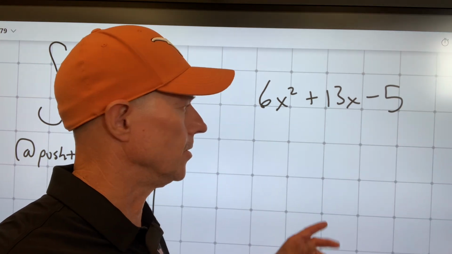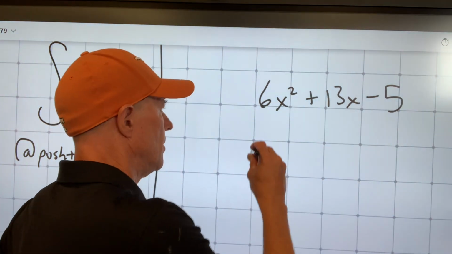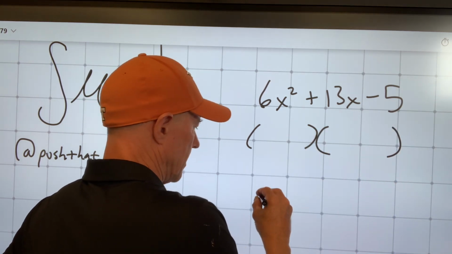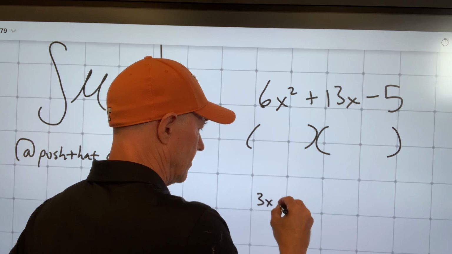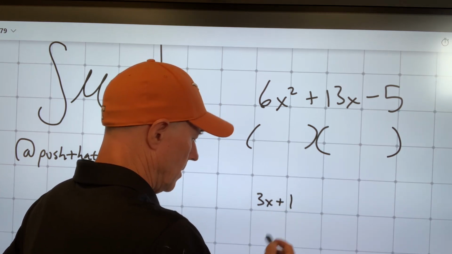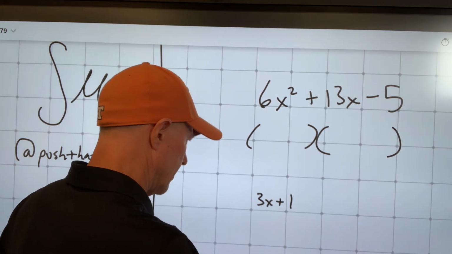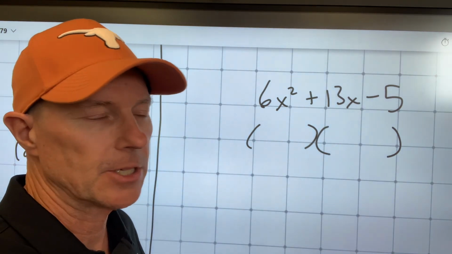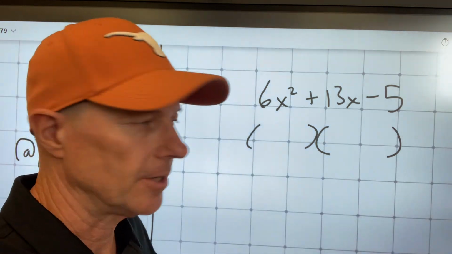And what we want to do is find the linear factors. We know there's a pair of linear factors. Something like this would be a linear factor. We know there's a pair of linear factors that multiplied together give this quadratic expression, and we want to find those two linear factors.